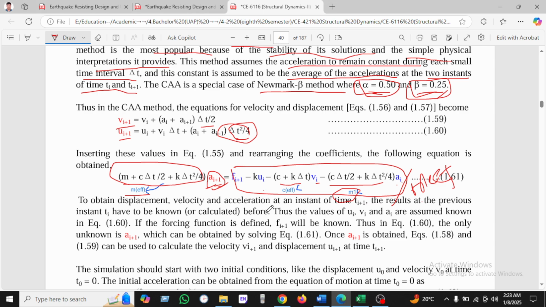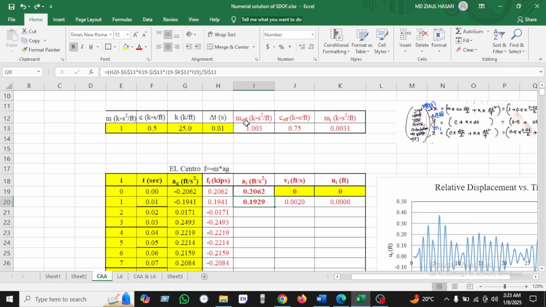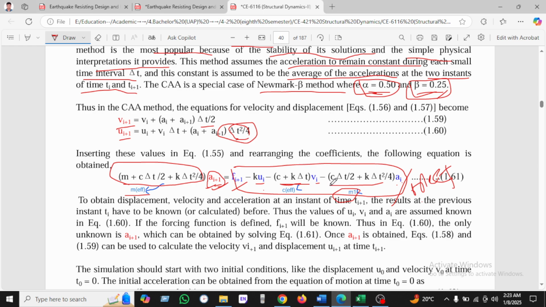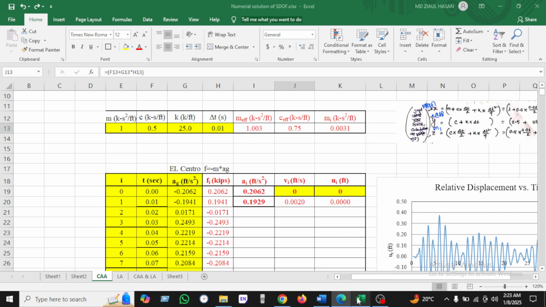This is a very important message to you, because we find a at i plus 1. So it is F1 minus K U plus C plus K delta, where C plus K delta means C effective, which we have already found here. And M1, how will we get M1? C plus delta T over 2 plus K T squared, into A1. So this is the M1, and it goes into M1, the previous data.